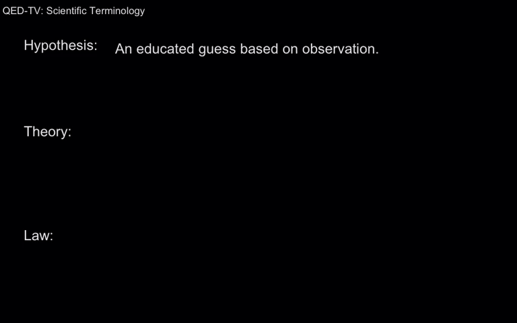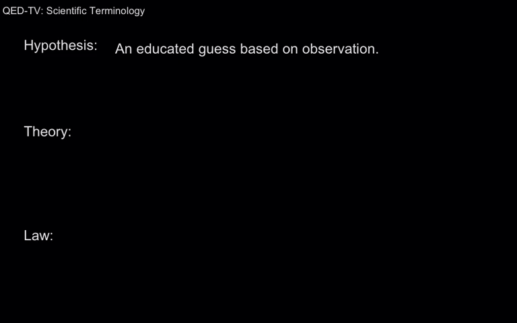The definition of hypothesis is an educated guess based on observation. So you might make some observations. Usually scientific methods start with some kind of scientific observation, and you might want to ask why something is happening. So you'll come up with an educated guess based on why you think you're seeing what you're seeing in these observations.